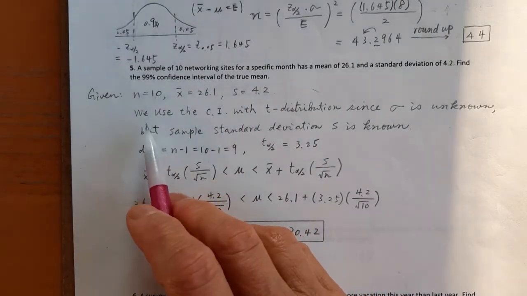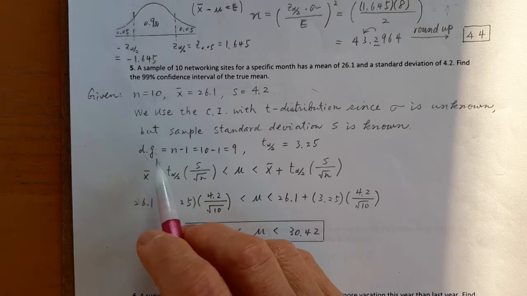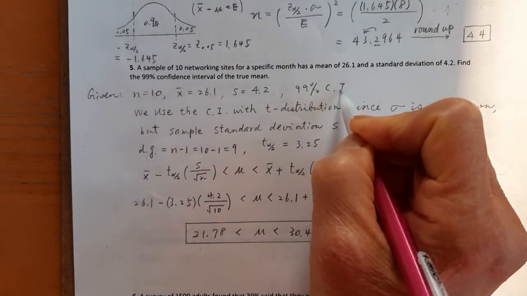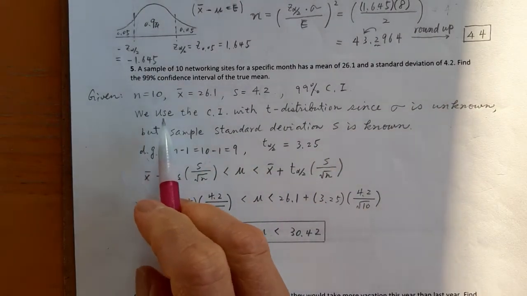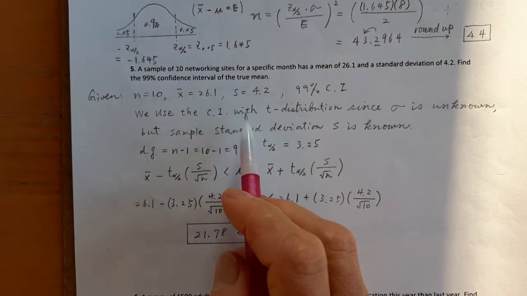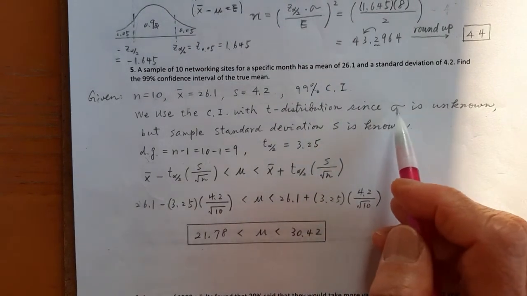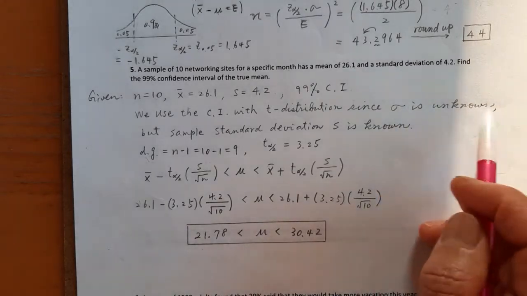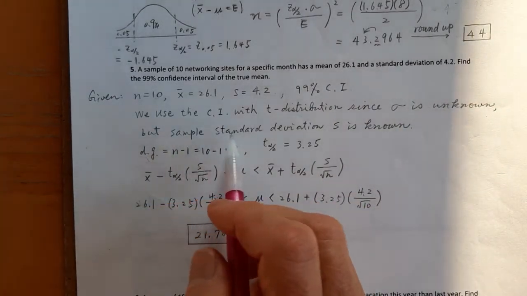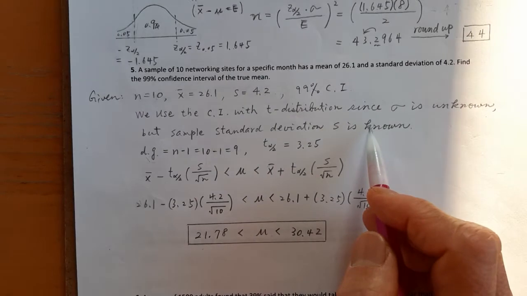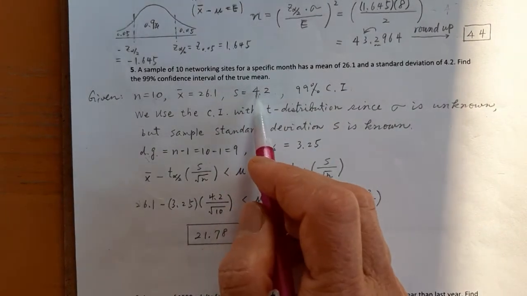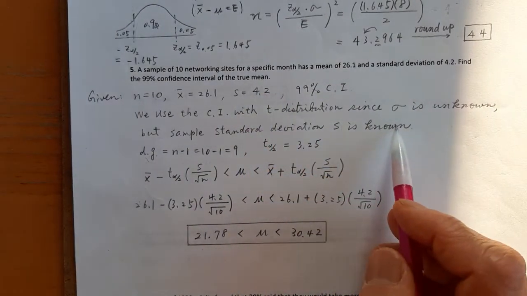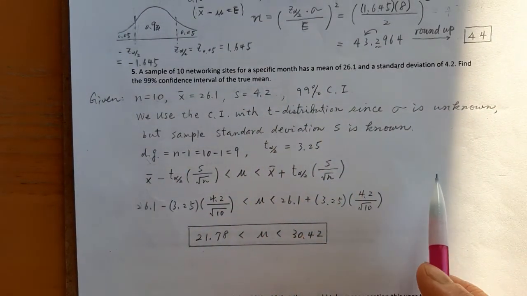So this is a 99% confidence interval. We use the confidence interval with the t-distribution since the population standard deviation is unknown, is not given. But the sample standard deviation s is given, is known, which is 4.2. We need to use the t-distribution.